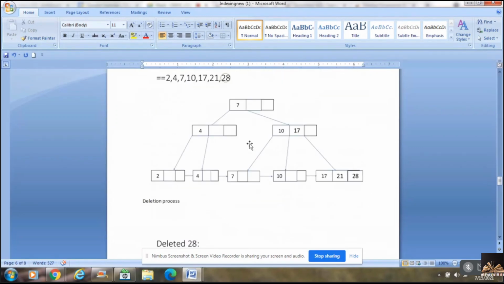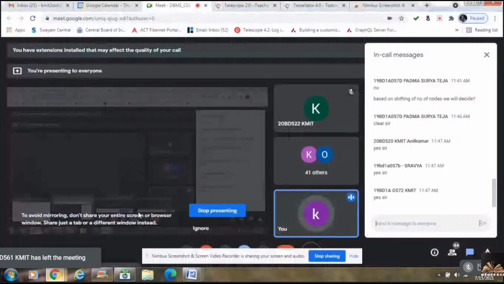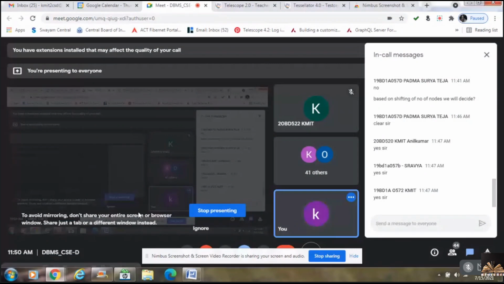Sorry, this way. This is the right structure. See, 2 is there, 4 is there, 7 is there, 10 is there, 17, 21, 28. Whatever elements you are given to be inserted, that should be present at the leaf node. I'm following the concept of left bias, since I'm working with two middle elements over here. Is it clear? If you have any questions, you can ask me.